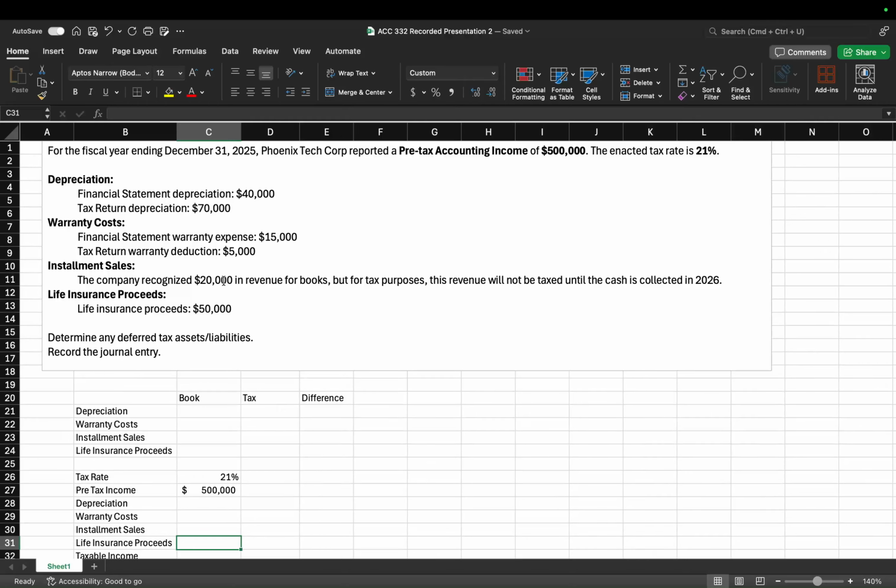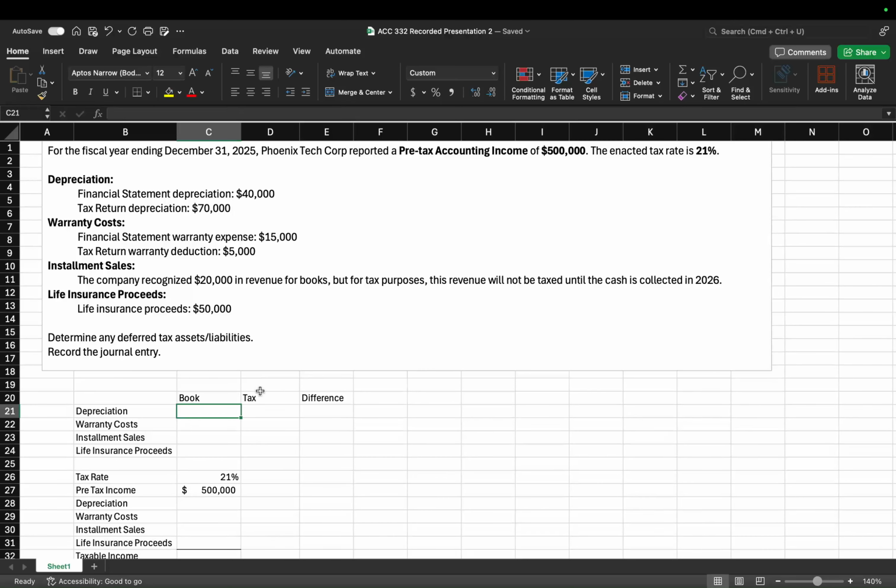So before getting into any numbers, we're going to talk about how we have some temporary differences and some permanent. The temporary being depreciation, warranty costs, and installment sales. These are essentially things that will reverse out in following years, hence being temporary, versus life insurance proceeds being permanent, which I'll explain a little bit more in a second here.